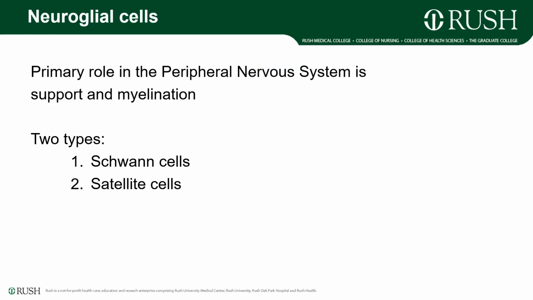So now let's move on to the neuroglial cells. As we said before, in the nervous system there are two types of cells, either the neurons or the glial cells. The primary role of glial cells in the peripheral nervous system is to provide support and myelination. As such, there are two types of cells in this category, Schwann cells and satellite cells.